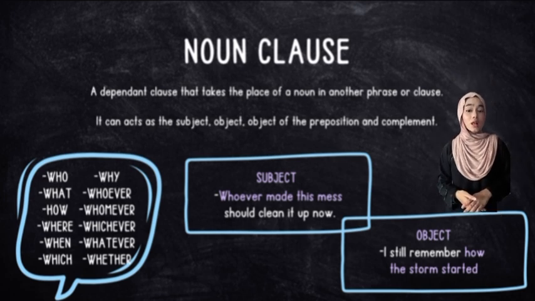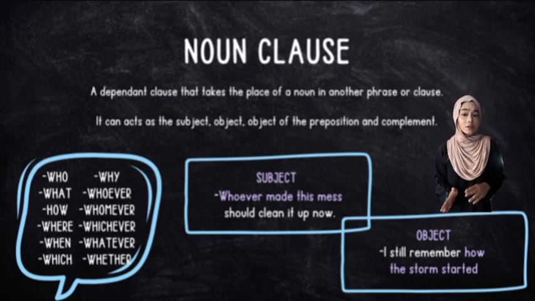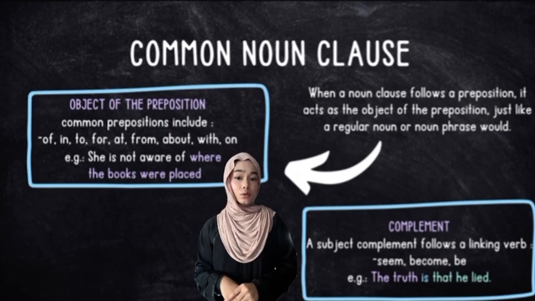Next, an object noun clause. I still remember how the storm started. In this case, the clause how the storm started is acting as the object of the verb remember. It's what is being remembered. So, anytime a clause is doing the job of a noun, whether it's the subject, object, or complement, we call it a noun clause.